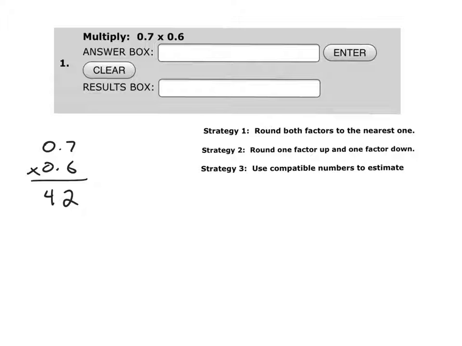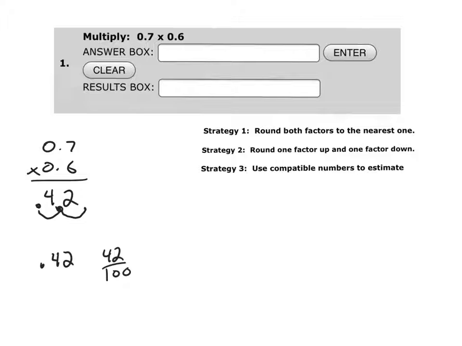and then we say, okay, what do we do with our decimal? Well, this decimal in this factor has moved one position, so we need to move our decimal right here, one position. There's 1. And then the decimal in the second factor is moved one more position. So we need to move our decimal one more position, and we get 0.42, which is the same as 42 one-hundredths.